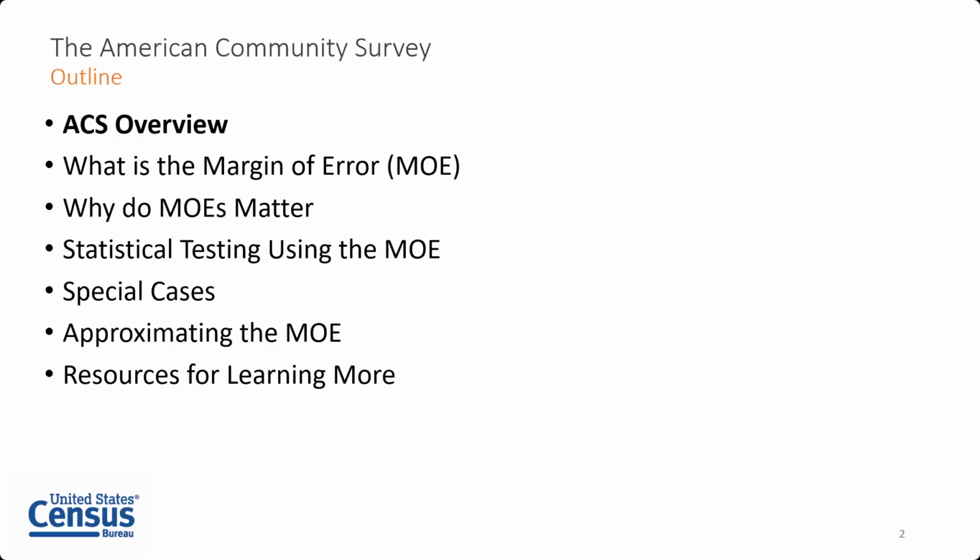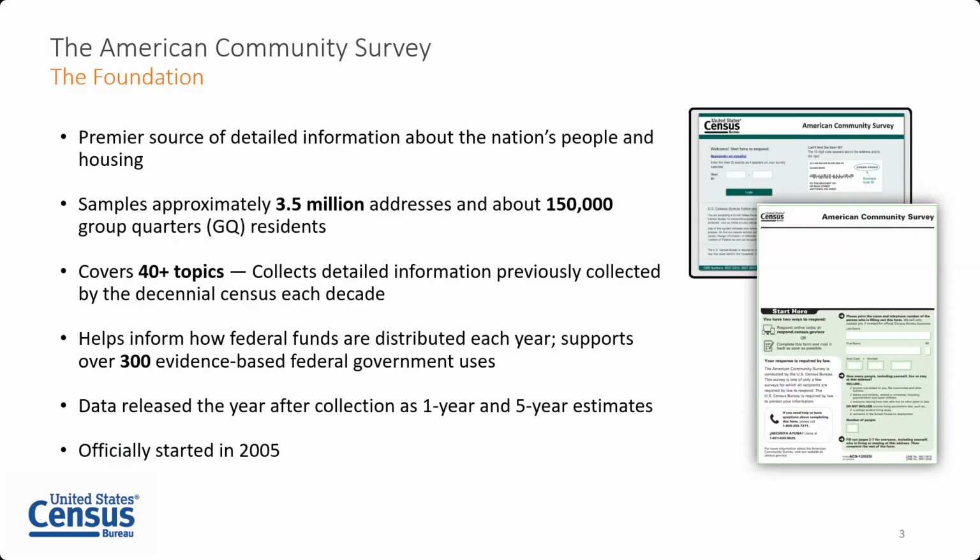So let's jump in. Today's webinar and presentation will start with a discussion of ACS estimates and an overview. Then we'll get into what a margin of error, or MOE, is, and then I'll explain why it matters. Next, I'll discuss statistical testing, more specifically why statistical testing is important and how it uses margins of error. We'll then go over a few special cases where the MOE is presented differently, and we'll walk through an example of how to approximate the MOE for a combined estimate. And finally, I'll share some available resources for learning more beyond today's presentation.